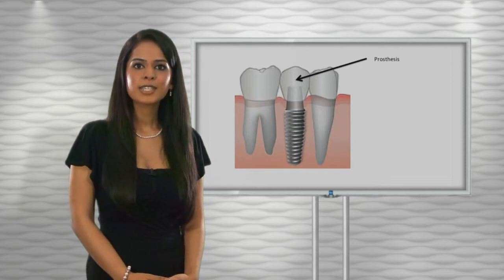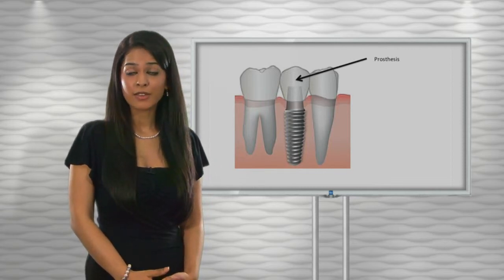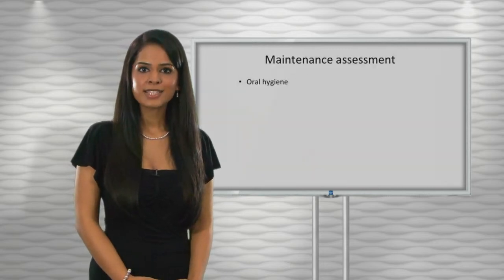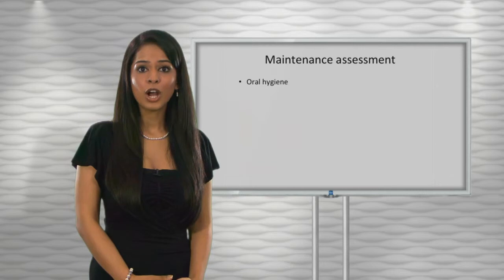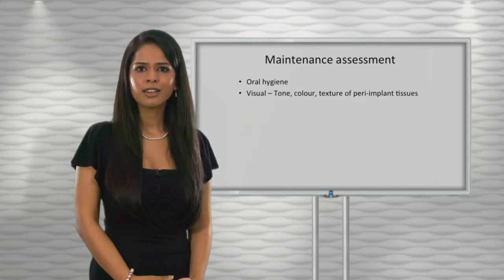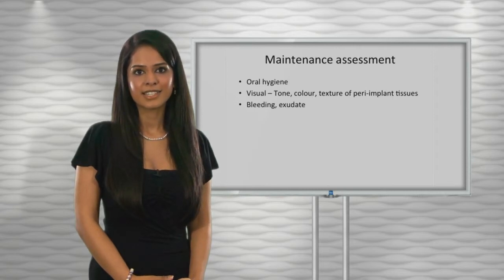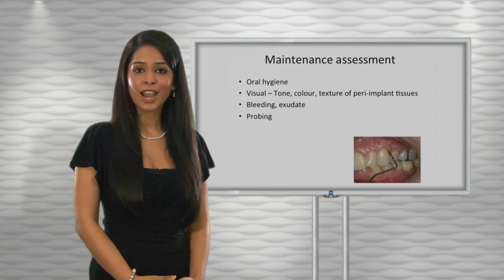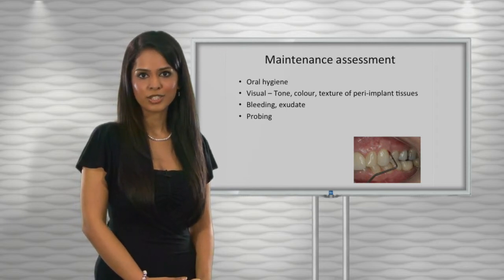So, what if you see a patient for an assessment and you find they have a dental implant? What are you actually supposed to check? Firstly, it's good to make a note of the oral hygiene, as well as the tone, colour, and texture of the peri-implant tissues. You can then gently squeeze the tissues to assess bleeding and exudate. The current literature suggests that gentle probing should be carried out routinely to screen for pathology.